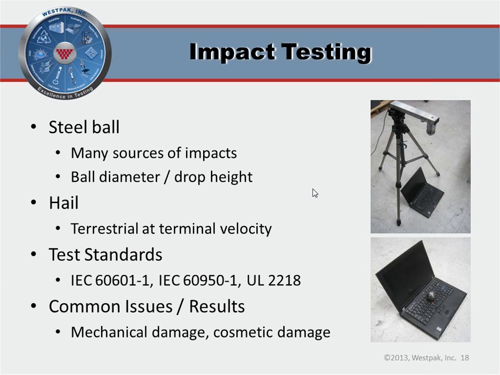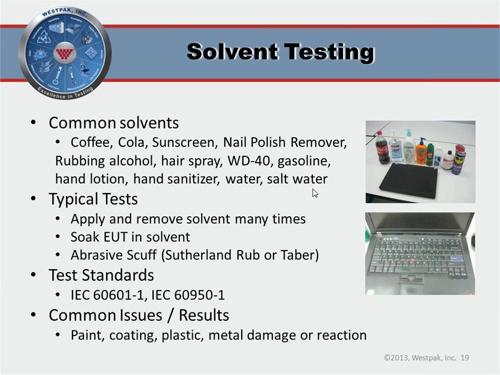The last test input we'll cover today is what we call solvent testing. So this is really a materials test. There's a list of common solvents here you'd see in a household. The big killer, based upon our experience, is sunscreen. Typical, regular sunscreen really destroys plastics, and anything that's touched by human hands is likely to be exposed to that. Typical test, pretty straightforward, is to apply and remove the solvent many times. Usually we'll use cotton balls for that, or we'll soak the device in solvent for maybe 72 hours to see how it does.